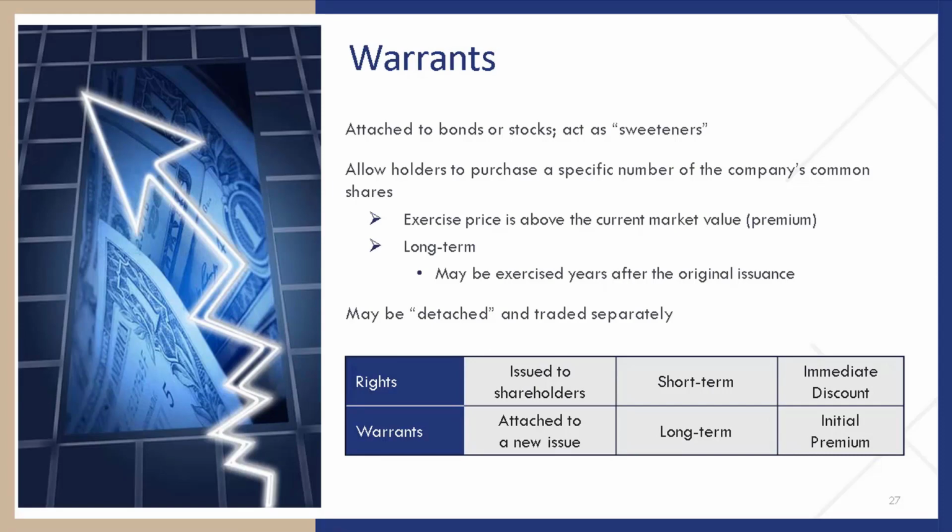In other words, the common stock might be 10 and the warrants are exercisable, let's say, at 12 or 15 for a certain number of years, making it attractive but only if you hold the security for a certain period of time and the value of the common stock rises. So warrants are long-term and rights are short-term.